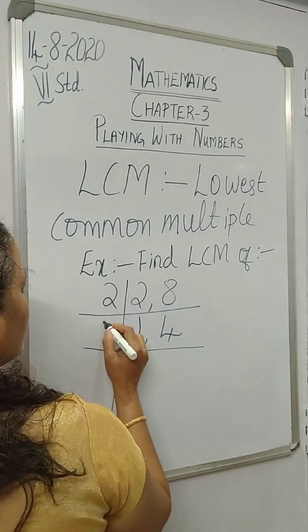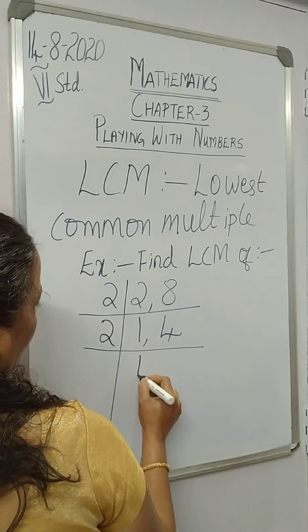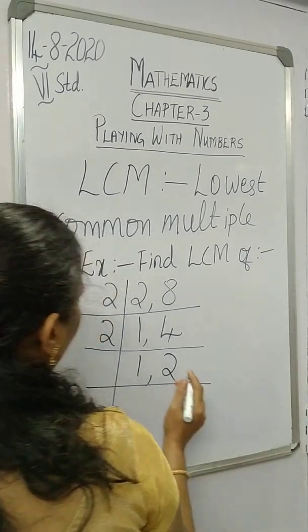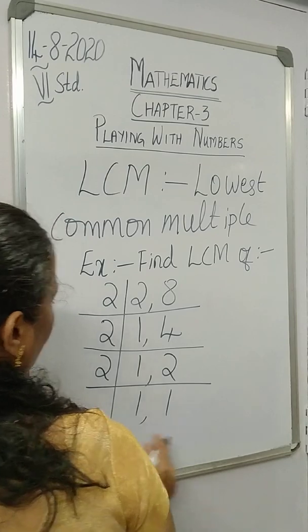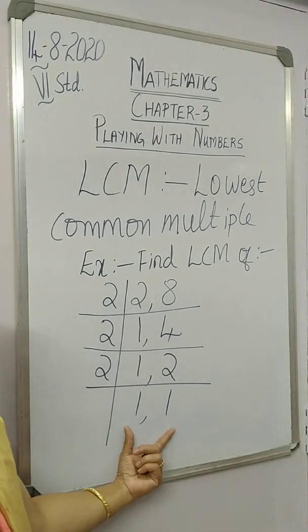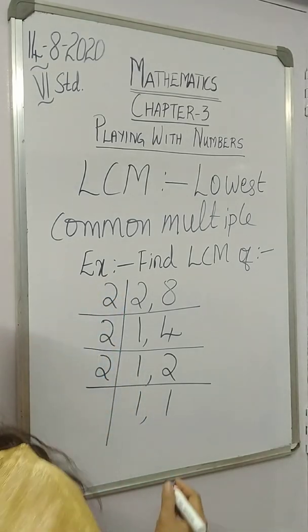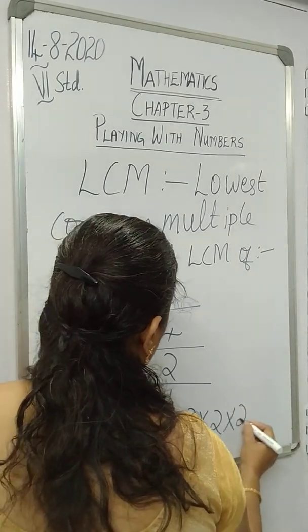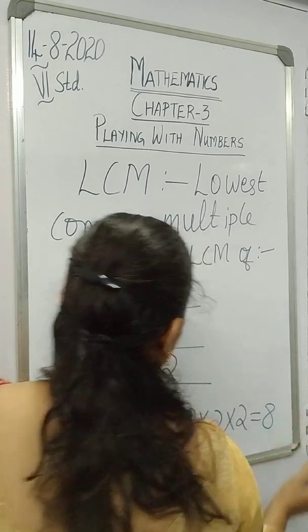4, it is divisible by 2, is it or not? So 1 and here we get again 2. Again 2 is divisible by 2, so 1 and 1. You can continue till you get 1 in the last row. So now you can multiply all these numbers, that is 2 into 2 into 2, that is equal to 2 2s are 4, 4 2s are 8.